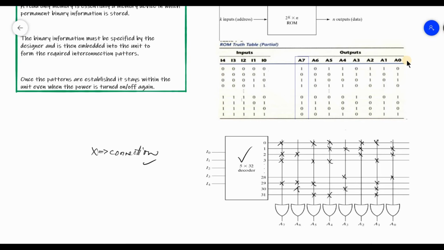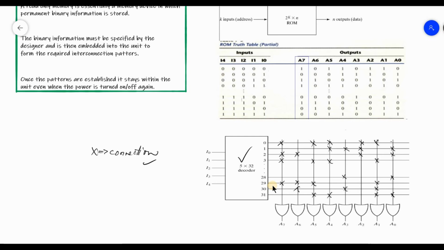Alright, so this is how we can establish the connections using a decoder and OR gates for our ROM. This is how the patterns are established, and they stay within the ROM even when the power is turned on or off as many times as required.